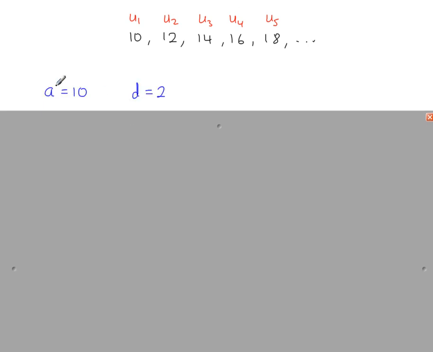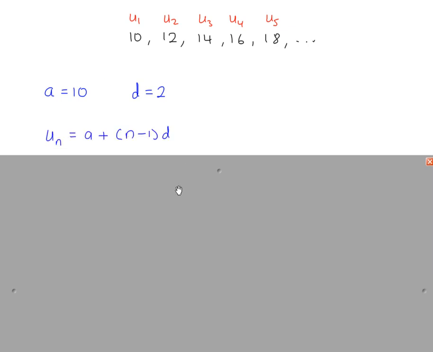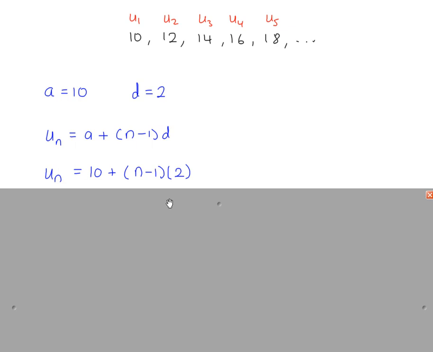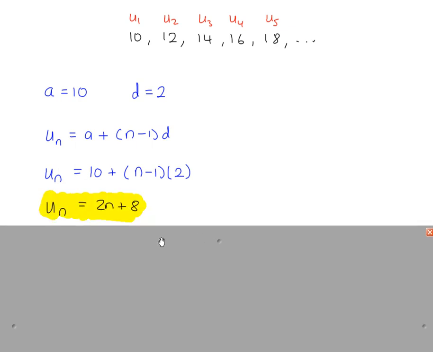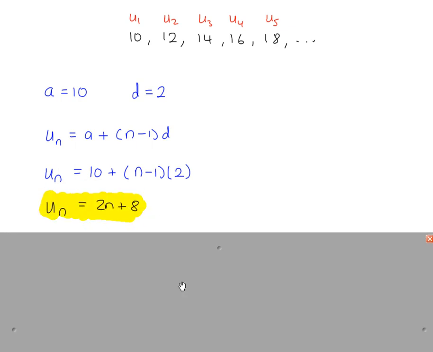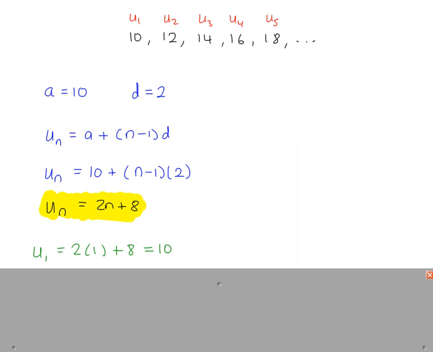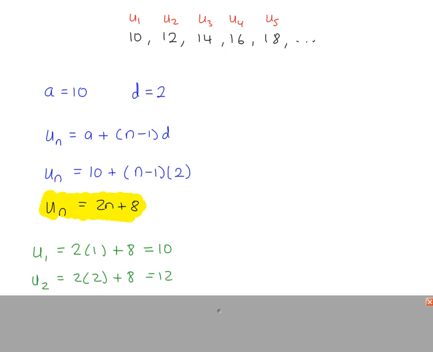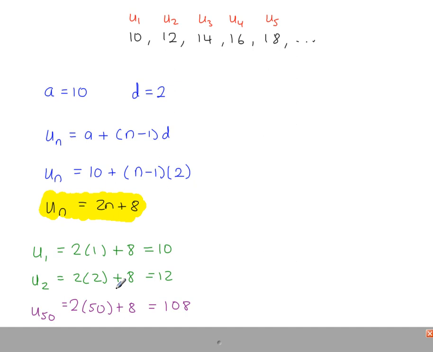So the first term is 10. The common difference between the terms is 2. The nth term formula, substitute the values in. So this formula will give us any term anywhere in this sequence. So the first term, second term, we put in n equals 2, and the 50th term, 108.